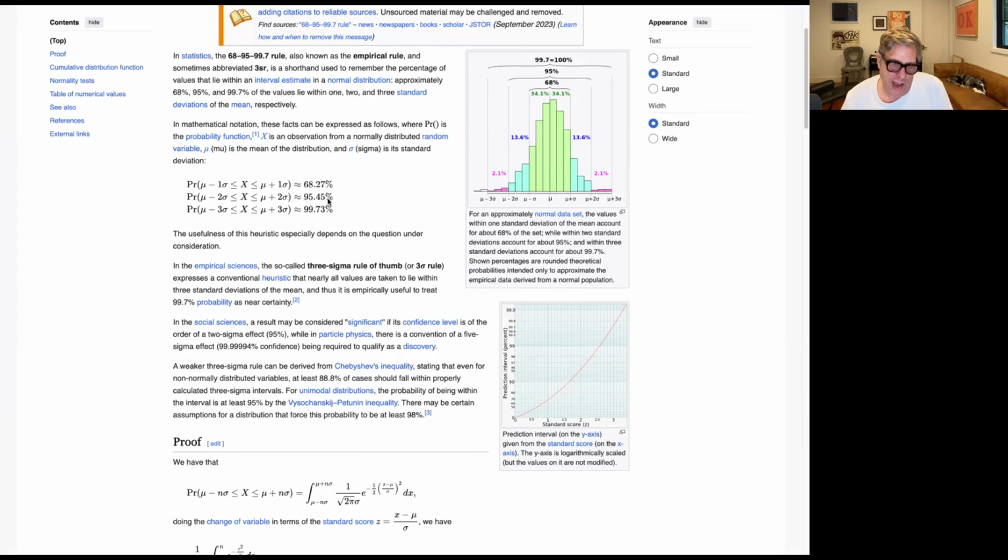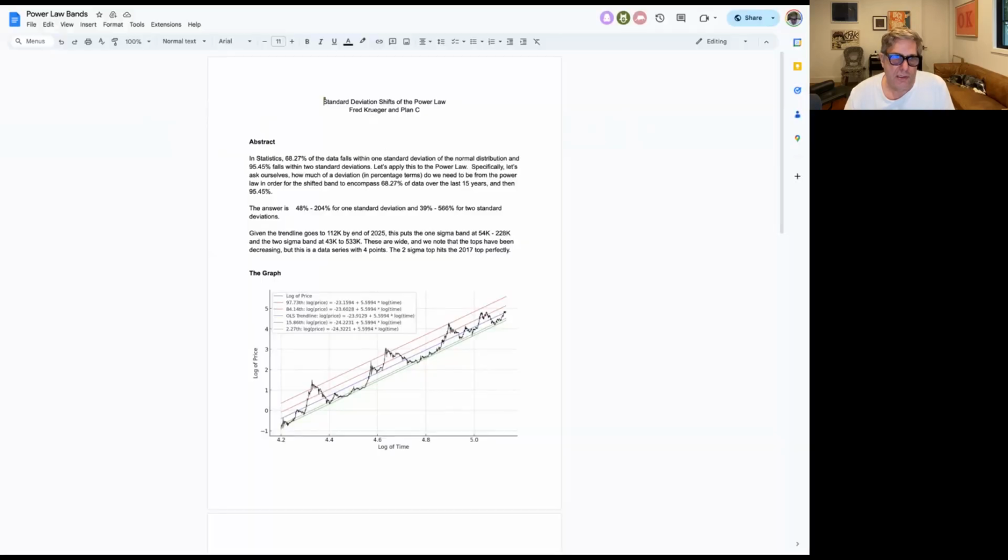So if you're outside of this, you have an equal chance of being outside on the upside or on the downside. So you have 4.5% that has to be split between the upside and the downside, so you get 2.25%. Here you're going to get 68%, and you've got about a 32% chance of deviating, and that's about a 15.6% chance of deviating either on the upside or on the downside, right? And you can see that in this chart here. So let's go back to these power law bands.